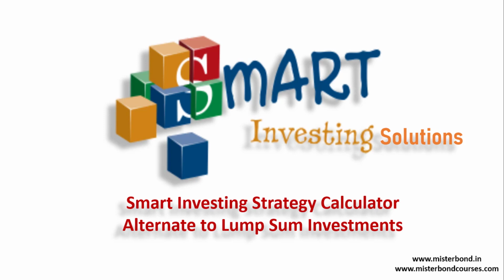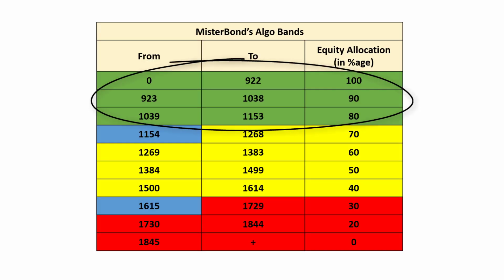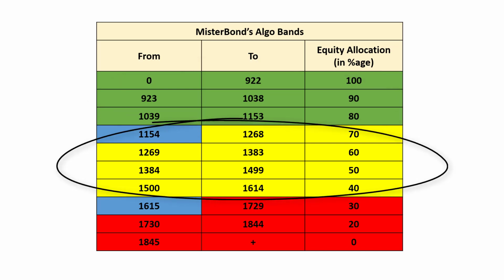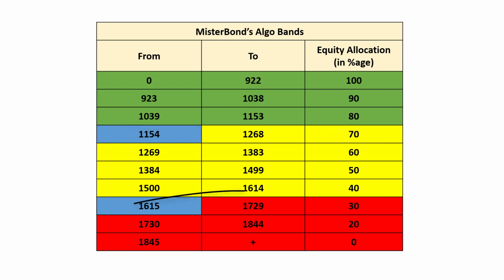Let us revisit Mr. Bond's equity bands. From 0 to 1153 algo number, treat these as the green zone, that is when the algo suggests 80% in equity or higher allocation. This is the cheap valuation zone. From 1154 to 1614, treat this as the yellow zone, a reasonable valuation zone. And from algo number 1615 and above, that is when it suggests 30% or lower in equity allocation, treat this as the most expensive zone, the red zone.